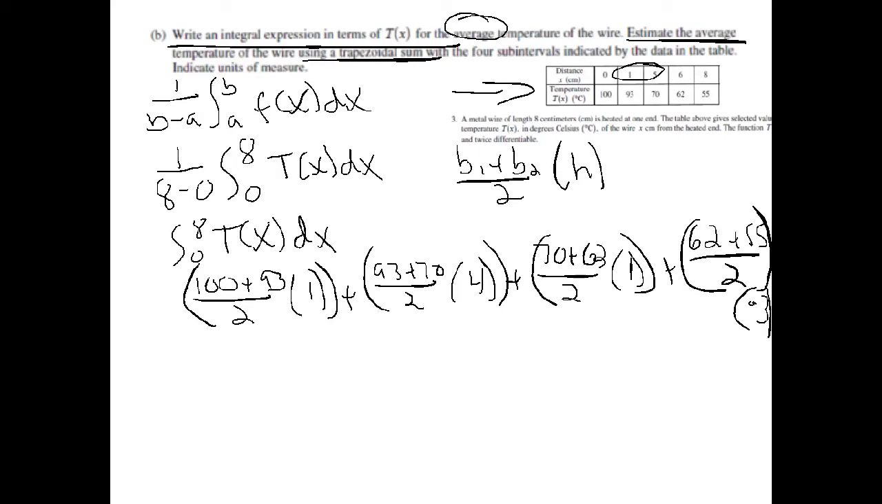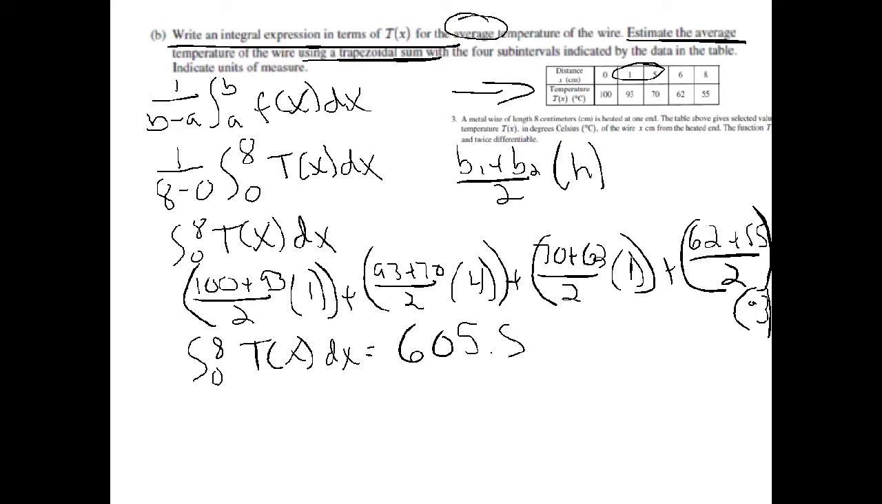So I plug all that into my calculator and realize that the integral between 0 and 8 of T of x dx is equal to 605.5.